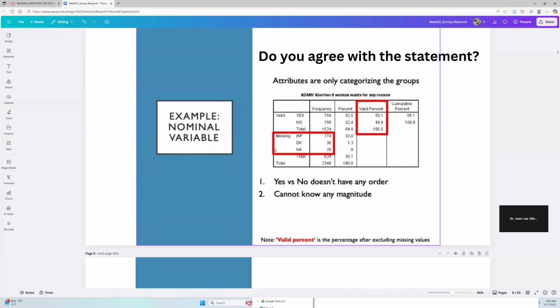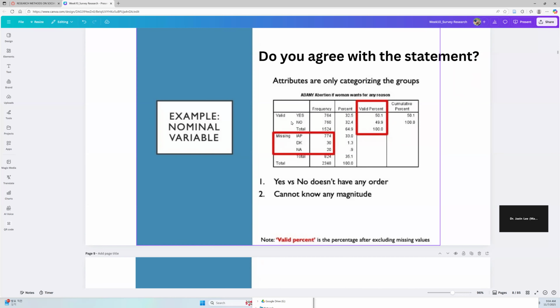For example, as you learned last time, this question is about agreeing with abortion if a woman wants it for any reason. The answers are yes or no, because we are ignoring the missing values, which include inapplicable. If this question is asked to others to whom this opinion is not applicable, maybe they are classified in this way. DK means don't know and NA means no answer. These are the missing values, so we are excluding that.